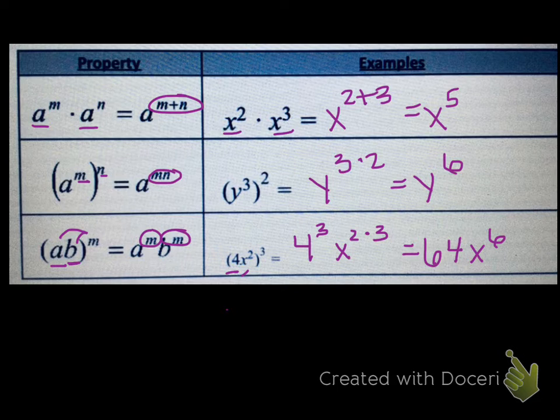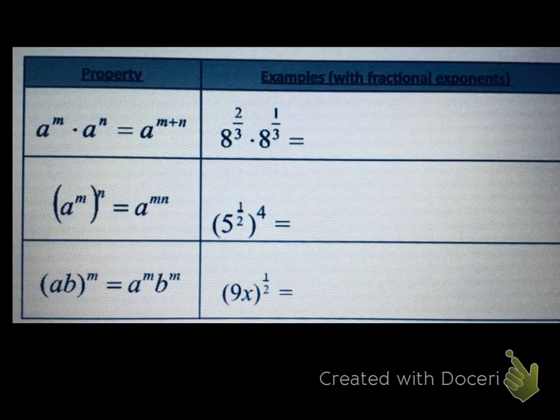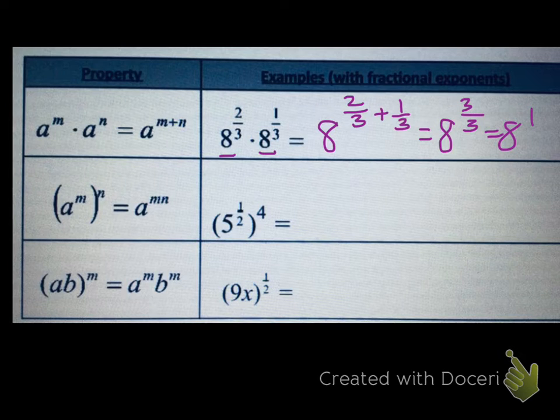Now we're going to take these properties and practice them, but now we're going to apply them with exponents that are fractions, kind of tying in the first set of notes. Again, here I have the same base, so I add my exponents. So this will be 8 to the 2/3 plus 1/3. We need common denominators in order to add fractions, which I have. The 3's are the same, so this will be 8 to the 3/3, which is just 8 to the 1st power.